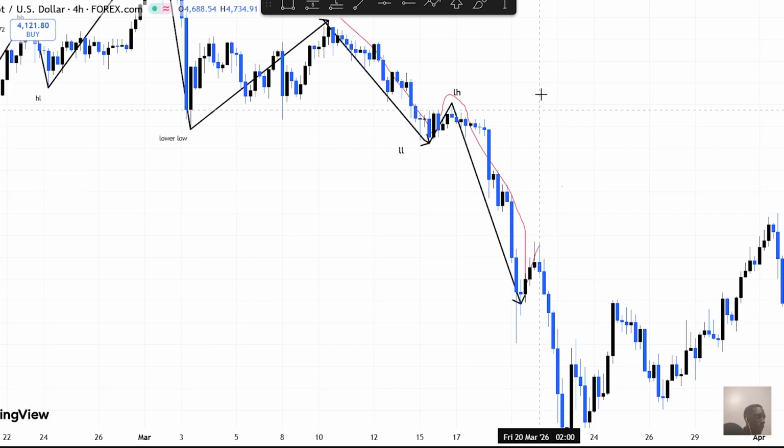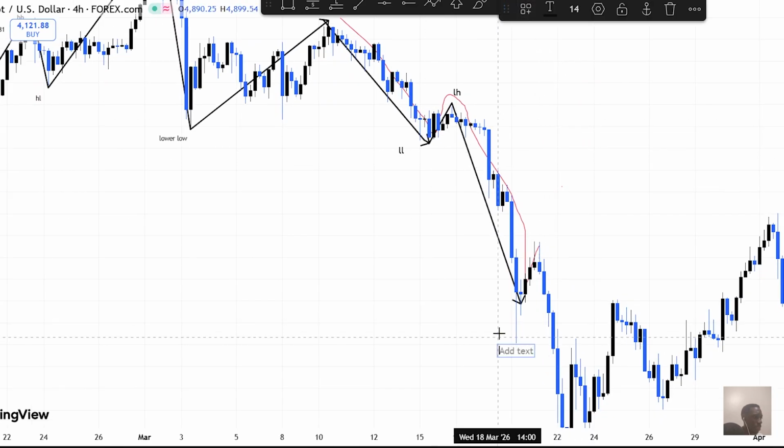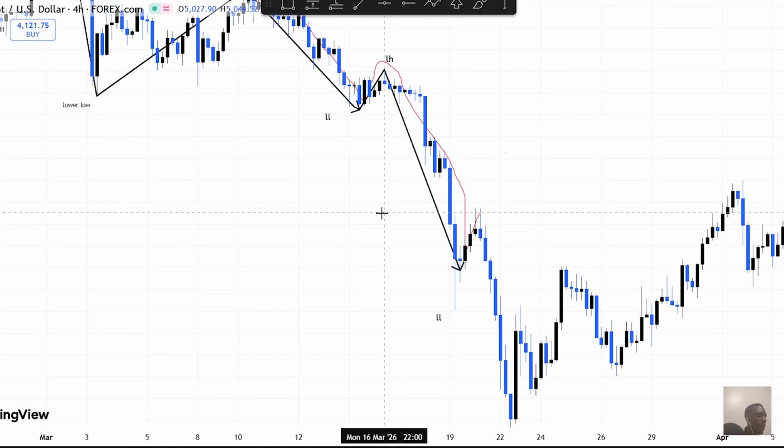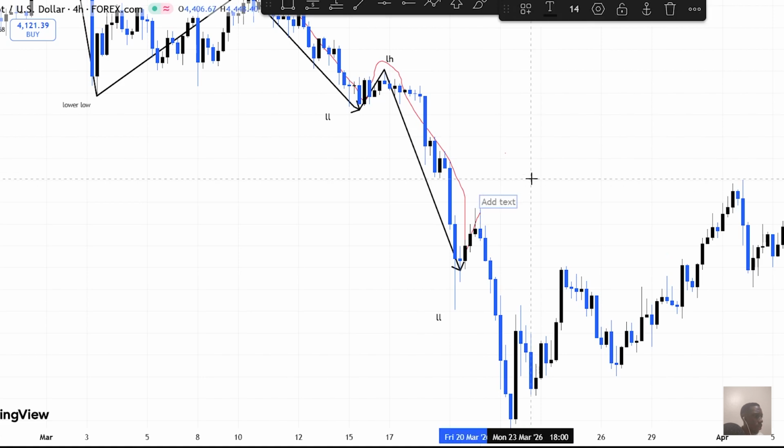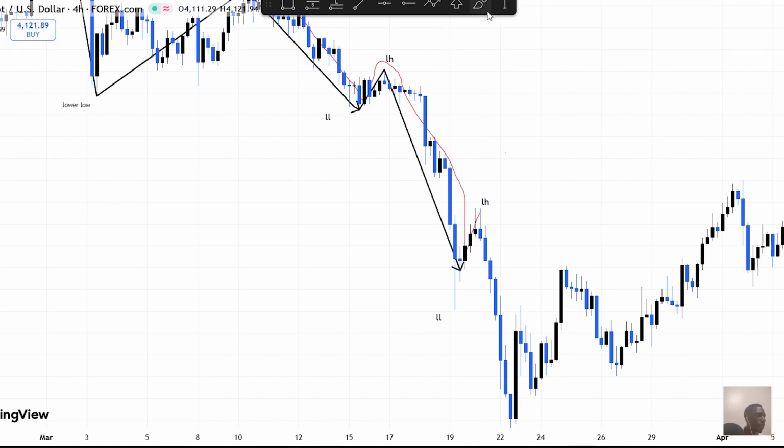So this is a lower low, it's formed again, and then it gives us a lower high. As you can see here, structure, as you can see, it continues pushing lower.